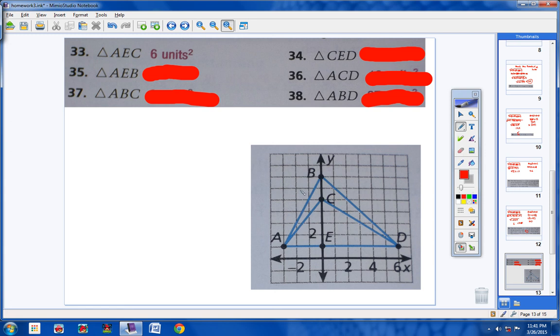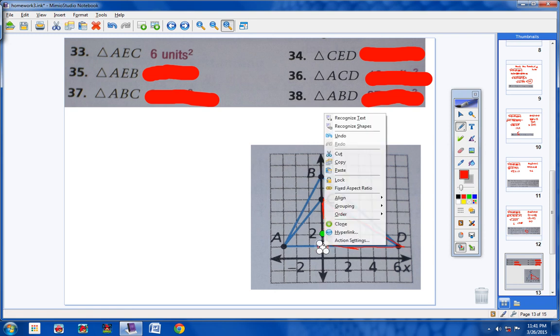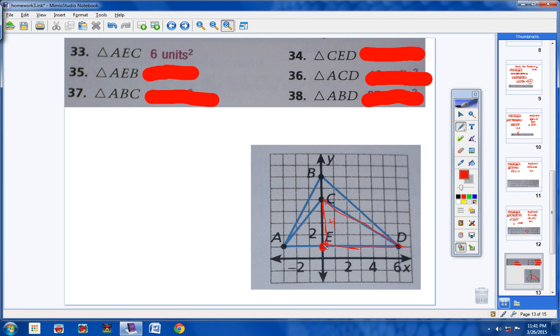Alright, CED, so here's C, over to E, over to D, so there's CED. The height would be 1, 2, 3, 4. So the height is 4. The base would be, start here, never count where you start. Okay, so you would start here and not count. You would go 1, 2, 3, 4, 5, 6. So we have 1/2 times a base of 6 times a height of 4, and you'll get 12. So the answer is 12 square units.